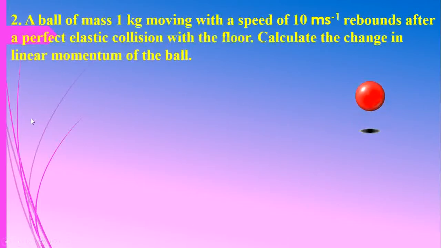Question number 2. A ball of mass 1 kg is moving with a speed of 10 m/s. The mass of the ball is given as 1 kg, and the ball is moving with a speed of 10 m/s. It rebounds after a perfect elastic collision with the floor. So it rebounds when it reaches the floor. It reaches the floor and again rebounds. So we have to find the change in linear momentum of the ball. What is linear momentum? The product of mass and velocity.